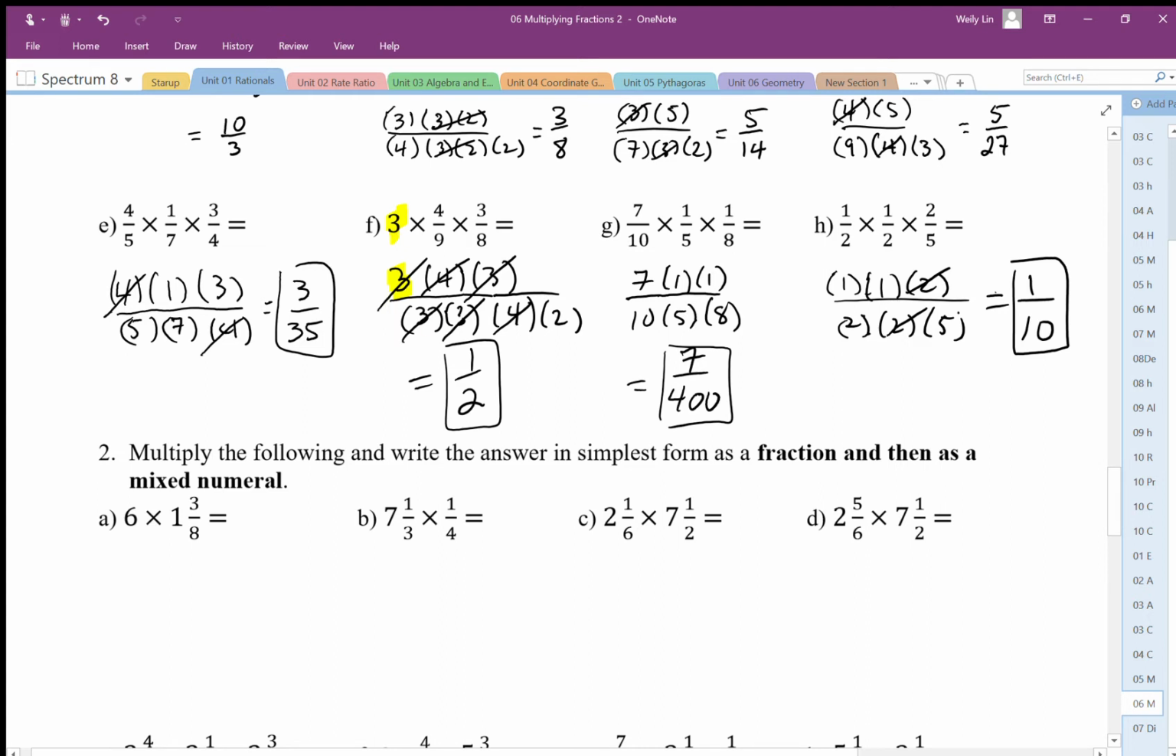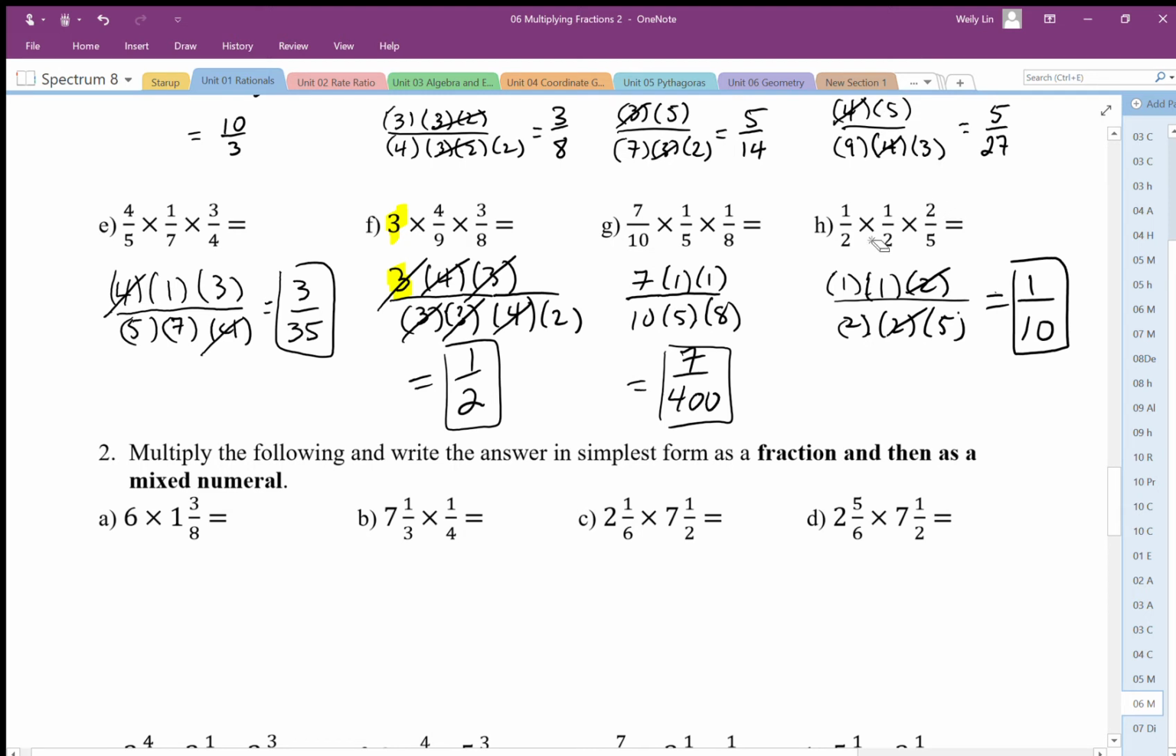Okay, so here I recognize that there's a common factor of 3 in the 9, so I'm going to factor the 9. Here I've got the 8, which has a common factor with 4, so I'm going to factor the 8 into 4 times 2. Those cancel. Here nothing's in common, so I'll just multiply top times top, bottom times bottom, and I end up with 7 over 400.